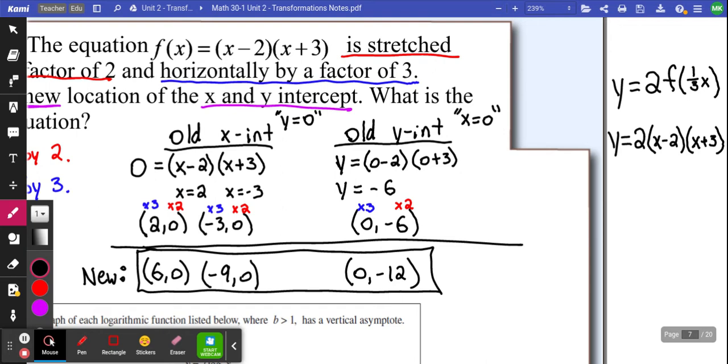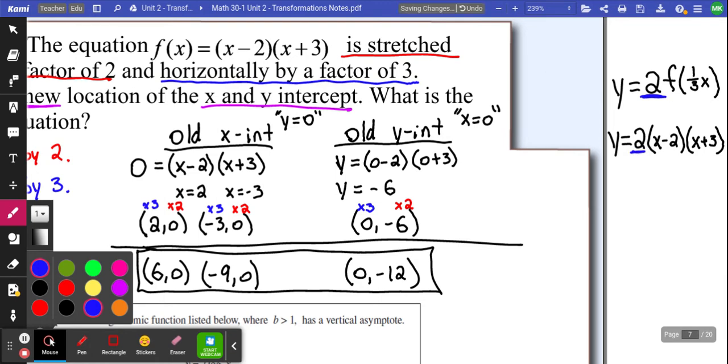So are you turning the 1 over 3? I've not done anything with the 1 over 3 yet. I'm just showing you how to put in this 2. That's all I'm doing right now. It just multiplies by the whole function.